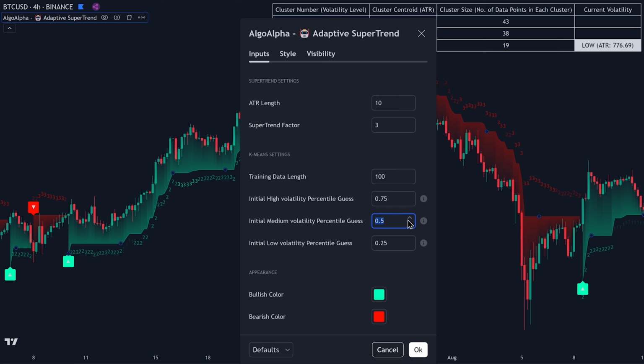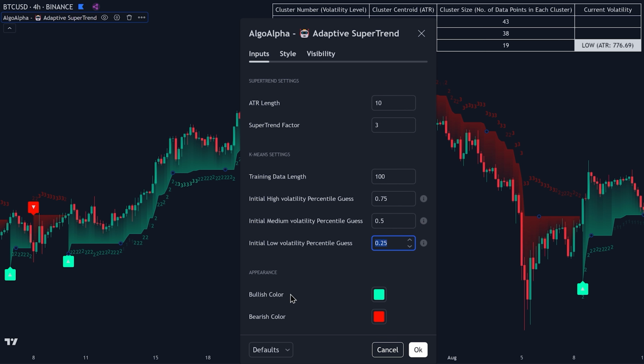Similarly, the initial medium volatility percentile guess is set to 0.5, meaning the indicator will use the 50th percentile of ATR values for medium volatility. This helps the indicator accurately classify periods of moderate market activity. For low volatility, the initial low volatility percentile guess is set at 0.25, meaning the 25th percentile of ATR values will be used as a guide to classify low volatility market conditions.